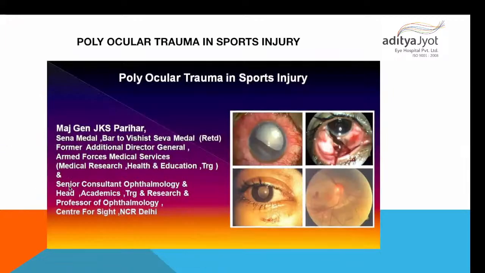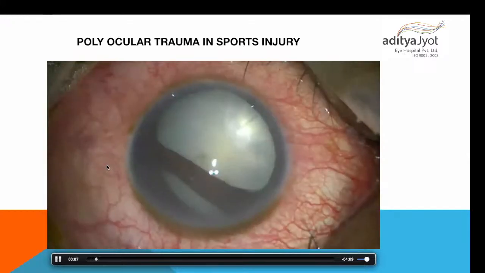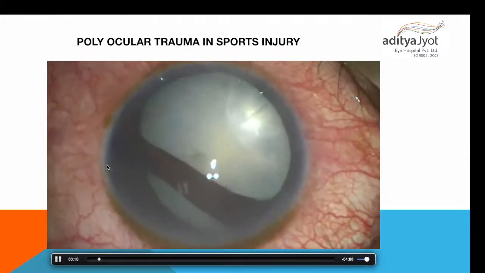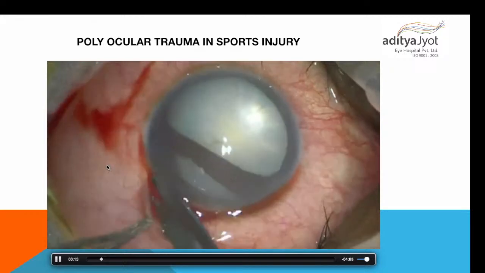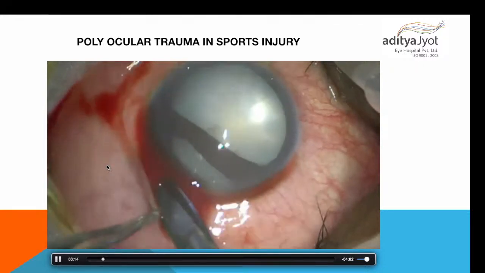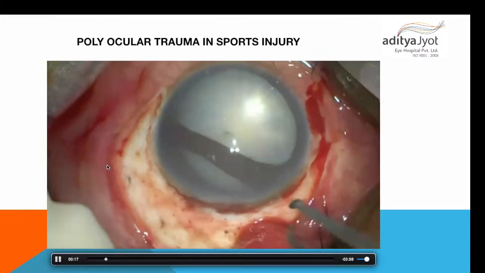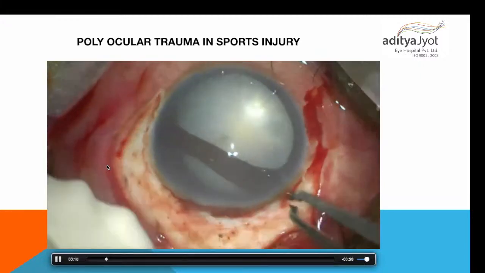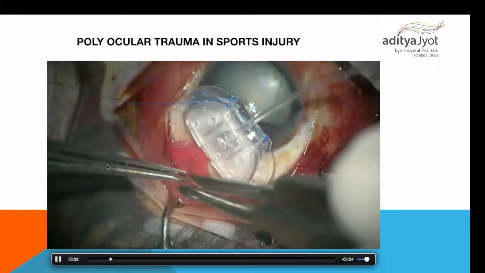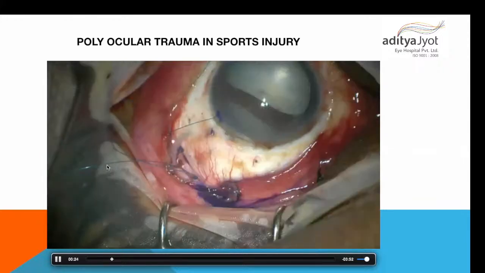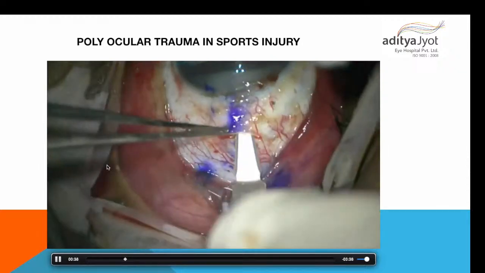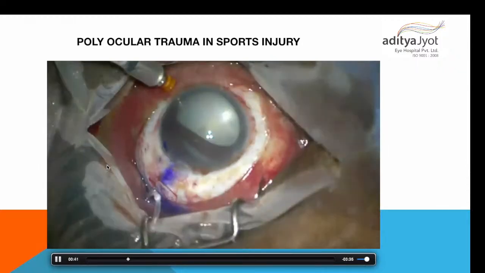Major General Parihar, polyocular trauma, sports injury. You can see dialysis and you can see total cataract. And if there's a cataract like this, I actually let the cataract surgeon do the phaco intraocular lens, and then I take over and proceed. Here is also a glaucoma valve. And so the patient has traumatic dialysis, planning the surgery where, as I said, trauma does not read books. We write books on trauma.